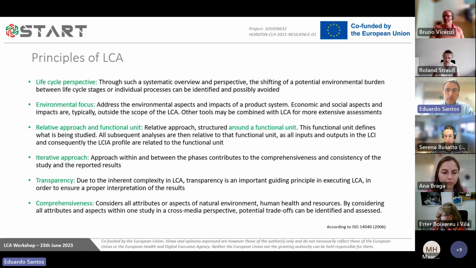Also, comprehensiveness. So we should consider all attributes of the environmental impacts in the life cycle assessment. So not just look at the indicators or the environmental aspects that we benefit from and forget about those that are negative, or vice versa. So there should be a comprehensive readout of the results.